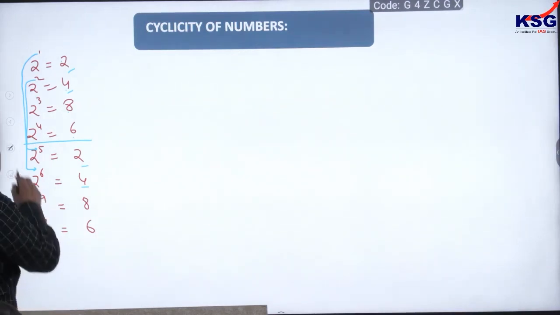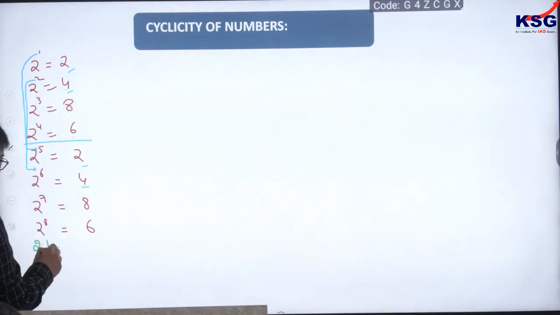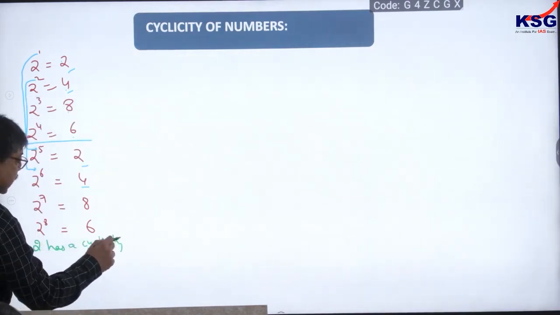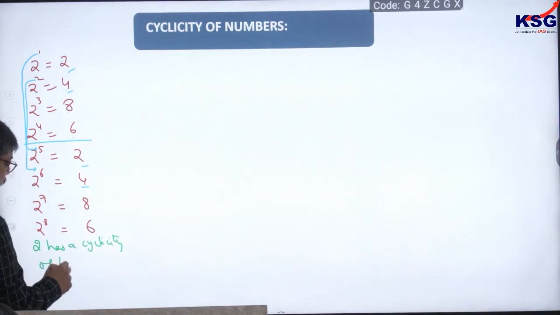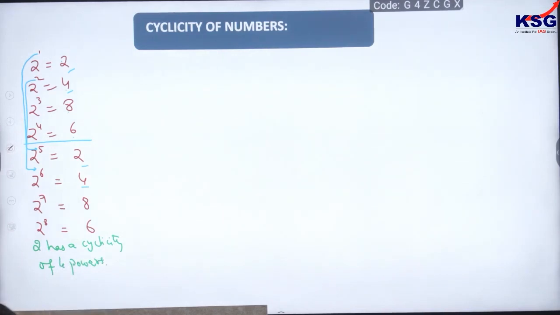So we can say here that 2 has a cyclicity of 4 powers. Cyclicity means repetition of 4 powers.